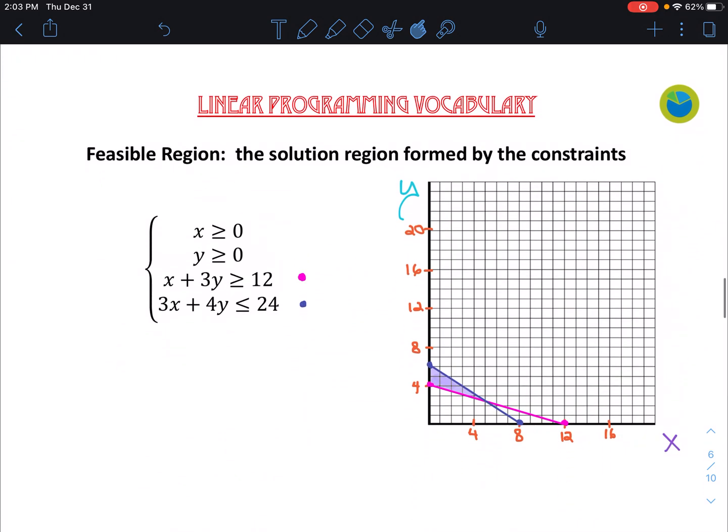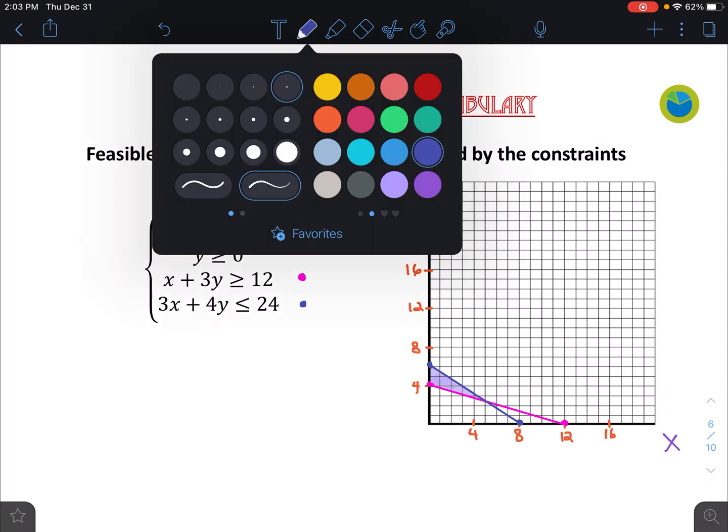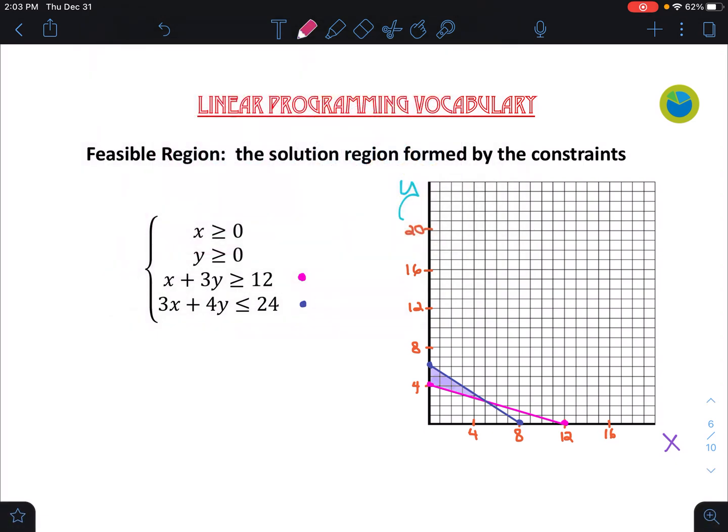Okay, so you're already actually familiar with this. This is a feasible region. This is your possible solution region formed by your constraints or your inequalities. And in our last unit, we talked about this. We graphed a system of inequalities and we came up with a solution region, the shaded region. We are going to be calling this the feasible region. Feasible, as you probably already know, means possible. So this is our possible solution region. And that in this case is that spot right here.